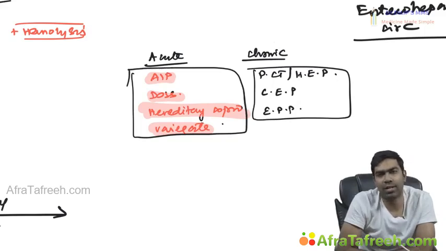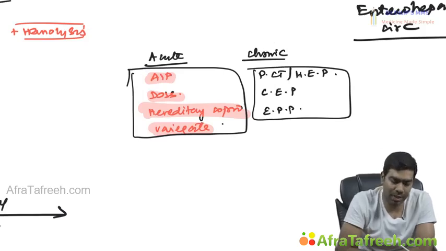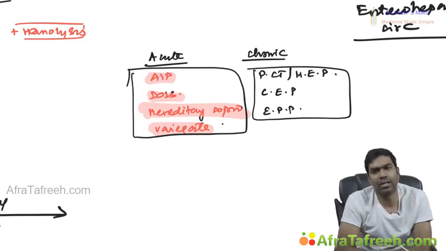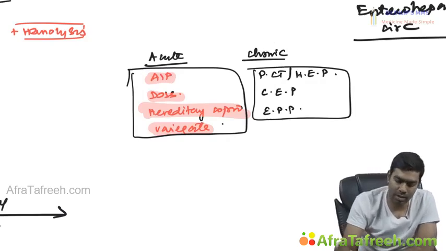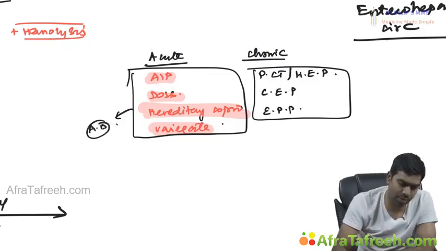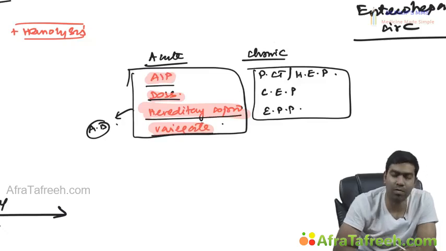And the next thing they will ask is what are the autosomal dominant and what are the autosomal recessive conditions. It's very easy to understand again. All the acute porphyrias tend to be autosomal dominant in nature. For example, acute intermittent porphyria, then you have ALA dehydratase deficiency porphyria, then hereditary coproporphyria, then variegate porphyria. All these tend to be autosomal dominant.